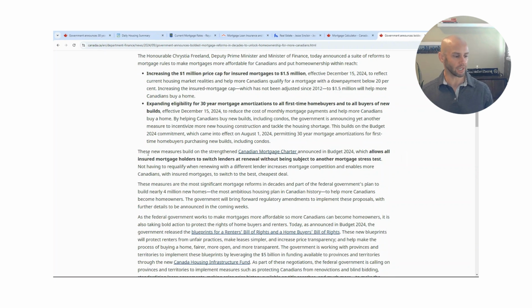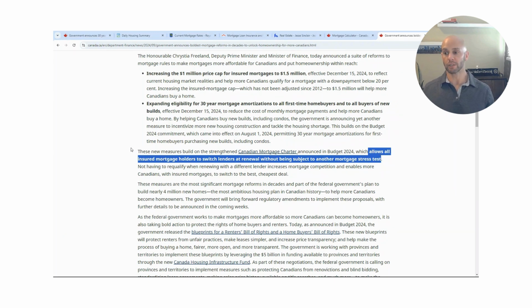And there was another change that allows insured mortgage holders to switch lenders at renewal without being subject to another mortgage stress test or having to requalify. So essentially, you could roll over with your current lender without having to requalify, but maybe they're going to stick you with a higher rate. Whereas now it's looking like you're going to be able to shop that rate around just to make sure you're getting the best interest rate on your renewal of your term.